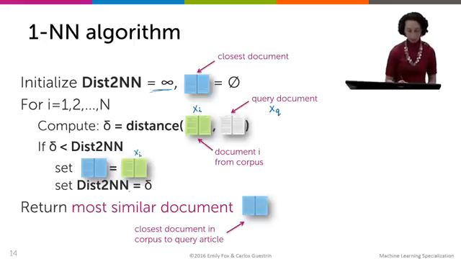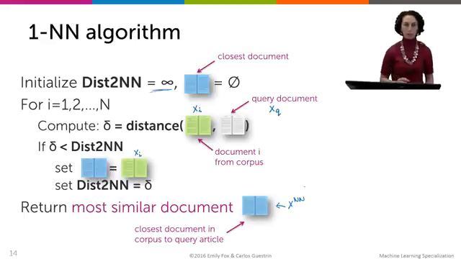Likewise, we're going to set our distance to nearest neighbor equal to delta, this new distance to the nearest neighbor. Otherwise, we're just going to continue on searching through our other articles. And when we finish this, we're going to return this most similar document, this blue article here, which we called our X nearest neighbor. Okay, so this would be more or less pseudocode for the type of implementation of one nearest neighbor search.